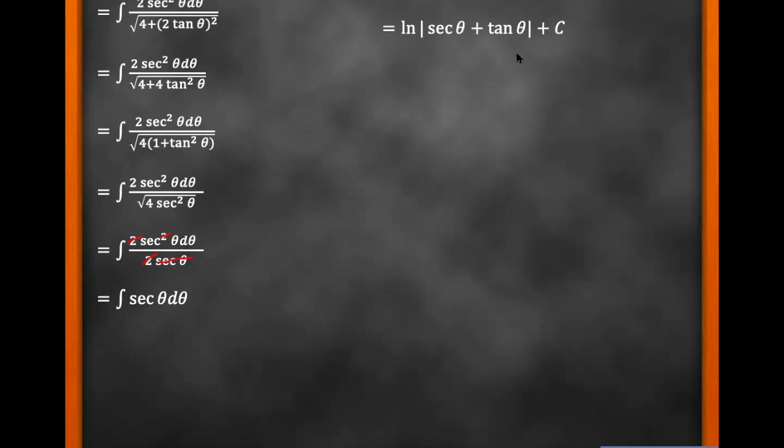Now this is the final answer, but not with the original variables. So we need to change theta back to the original variable, which is the x variable. So how do we do that? Going back to our substitution, we know that x is equal to 2 tangent theta. So dividing both sides by 2, we have tangent theta equal to x over 2. So we now utilize the triangle.